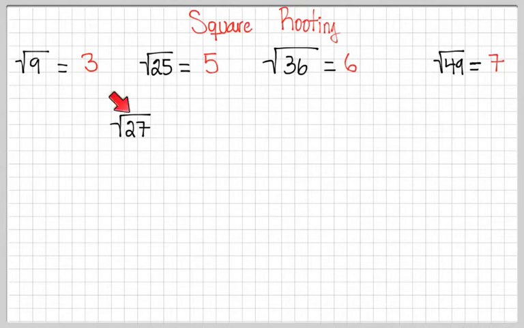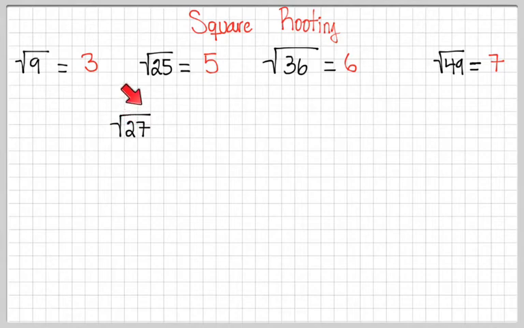So when I look at a number like 27, 27 is not a perfect square, right? Because there's no one number multiplied times itself that gives me 27. So for example, I know that 9 is a perfect square because 3 times 3 is 9. Same thing with 25. 25 is a perfect square because 5 times 5 gets me 25. There is no whole number times itself that gives me 27.